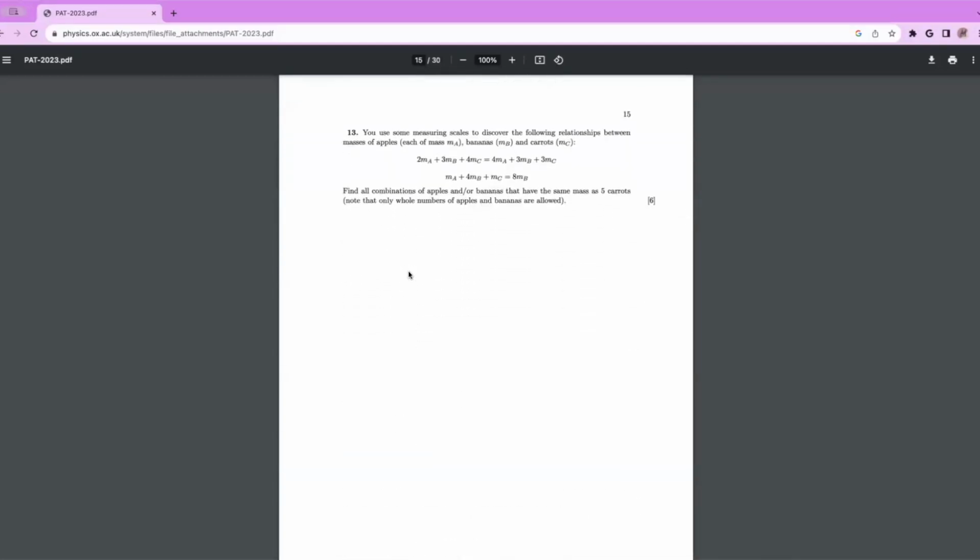Okay, you use some measuring scales to discover the following relationships between masses of apples, bananas, and carrots. You have these equations: 2ma plus 3mb plus 4mc is equal to 4ma plus 3mb plus 3mc, and ma plus 4mb plus mc is equal to 8mb. It's asking us to find all combinations of apples and or bananas that have the same mass as 5 carrots. Note that only whole numbers of apples and bananas are allowed. Oh, this is fun. It reminds me of the nursery rhyme.